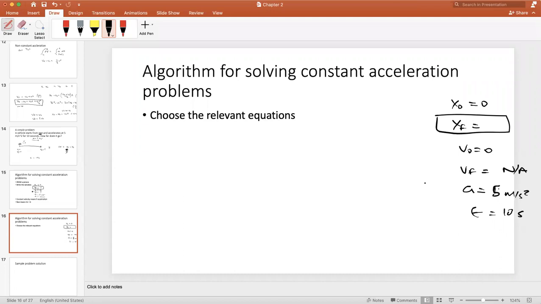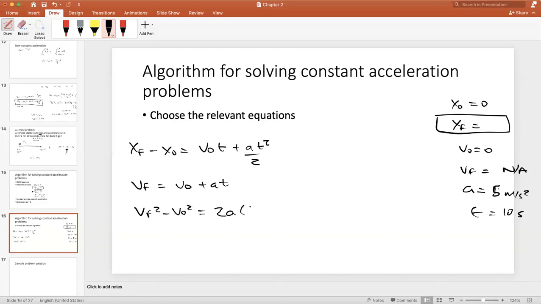So now we get to the third step. And the third step is choose relevant equations. So we know that we're doing constant acceleration. And the only equations we have are x final minus x initial equals v naught t plus a t squared over 2. V final is equal to v initial plus at. V final squared minus v initial squared is equal to 2a times x final minus x initial, and x final minus x initial is v final plus v initial over 2, times t.